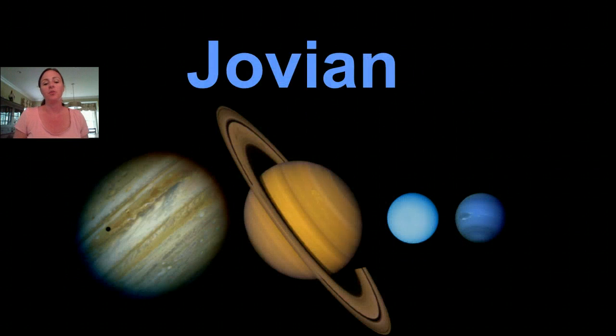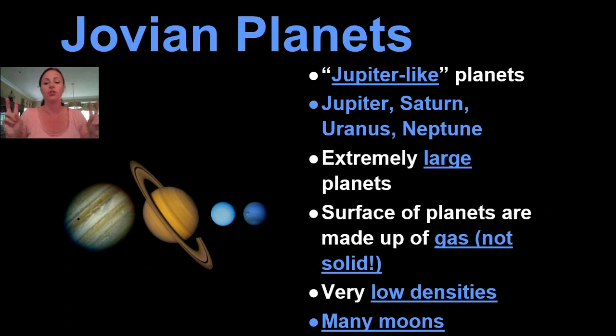So now that brings us to our Jovian planets, our planets that are after the asteroid belt. And I want you to remember Jovian planets because they're Jupiter-like planets, J for Jupiter. So these include Jupiter, Saturn, Uranus, and Neptune. They're extremely large planets. The surface of these planets are made of gas. They are not solid, and they have very low densities because of this. Many, many, many moons for each of these planets as well.